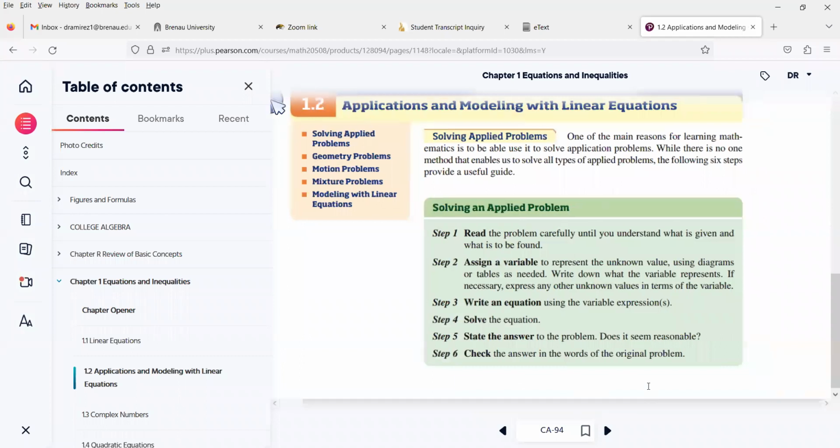One of the main reasons for learning mathematics is to be able to use it to solve application problems. While there is no one method that enables us to solve all types of applied problems, the following 6 steps provide a useful guide.